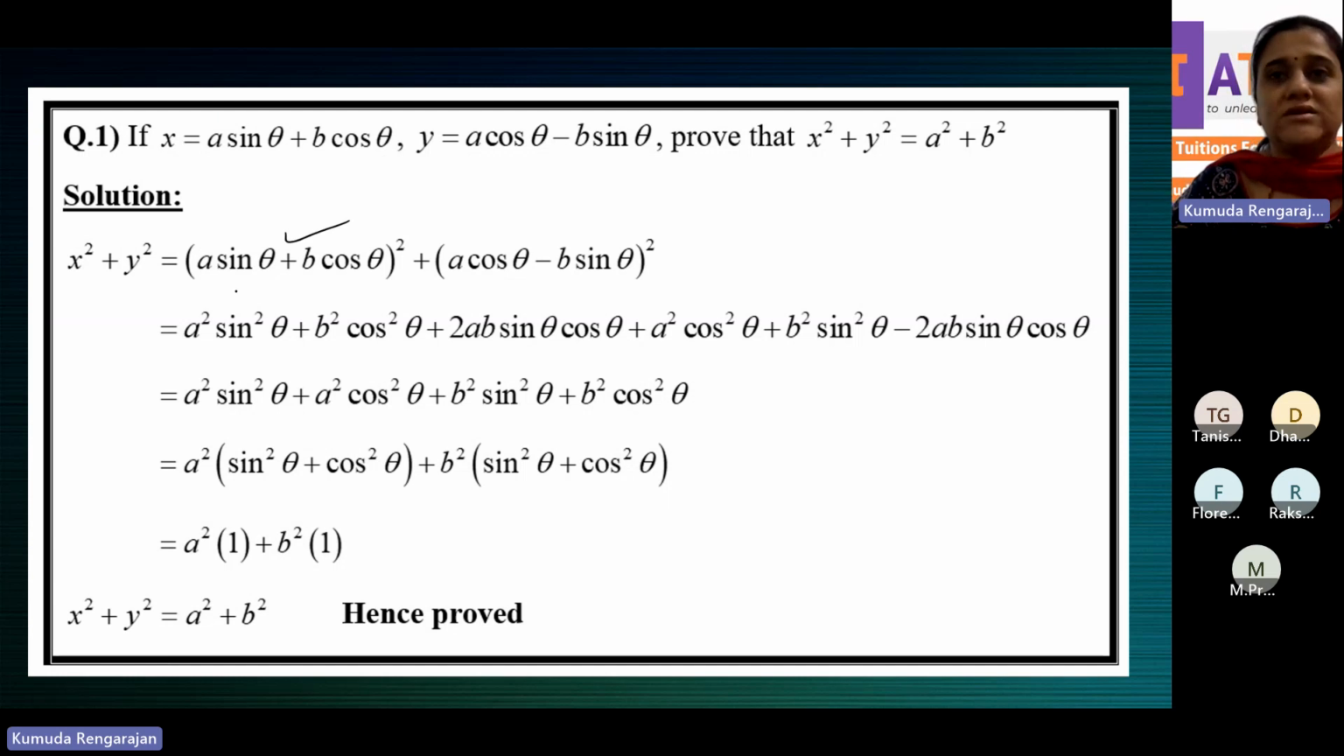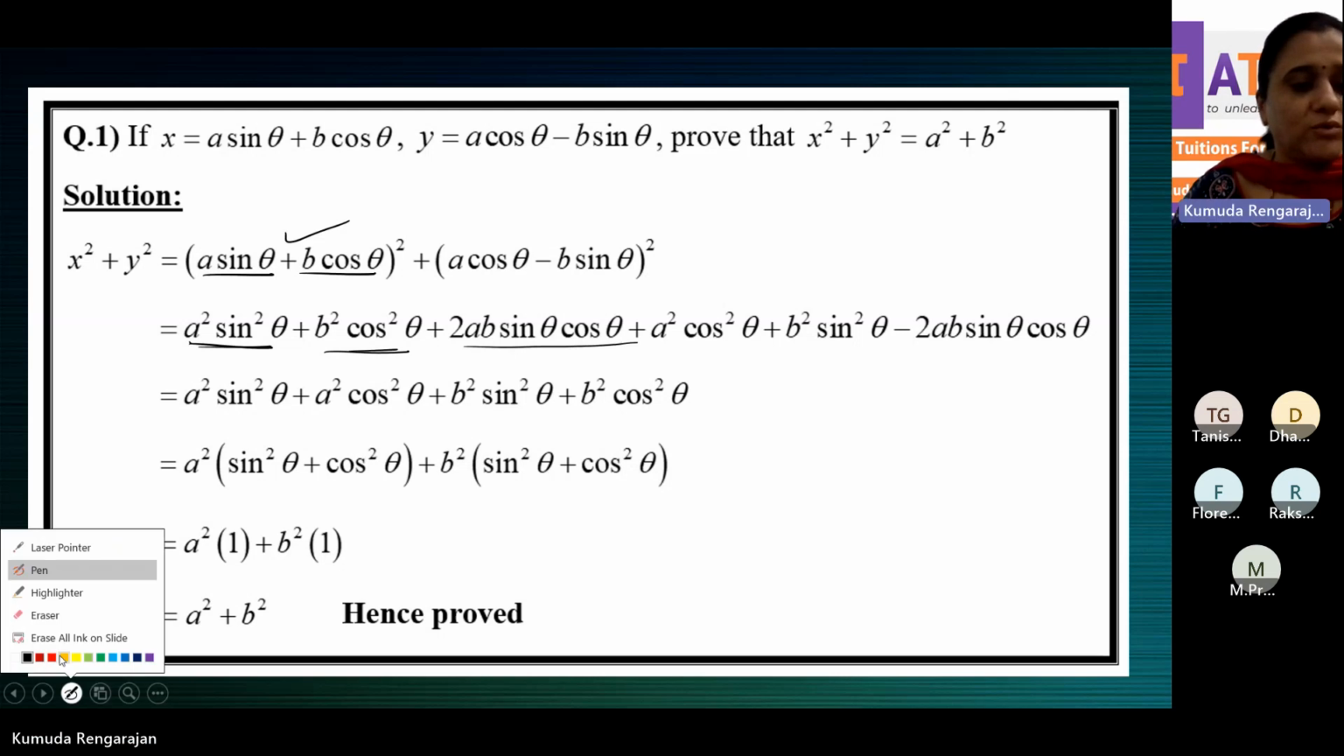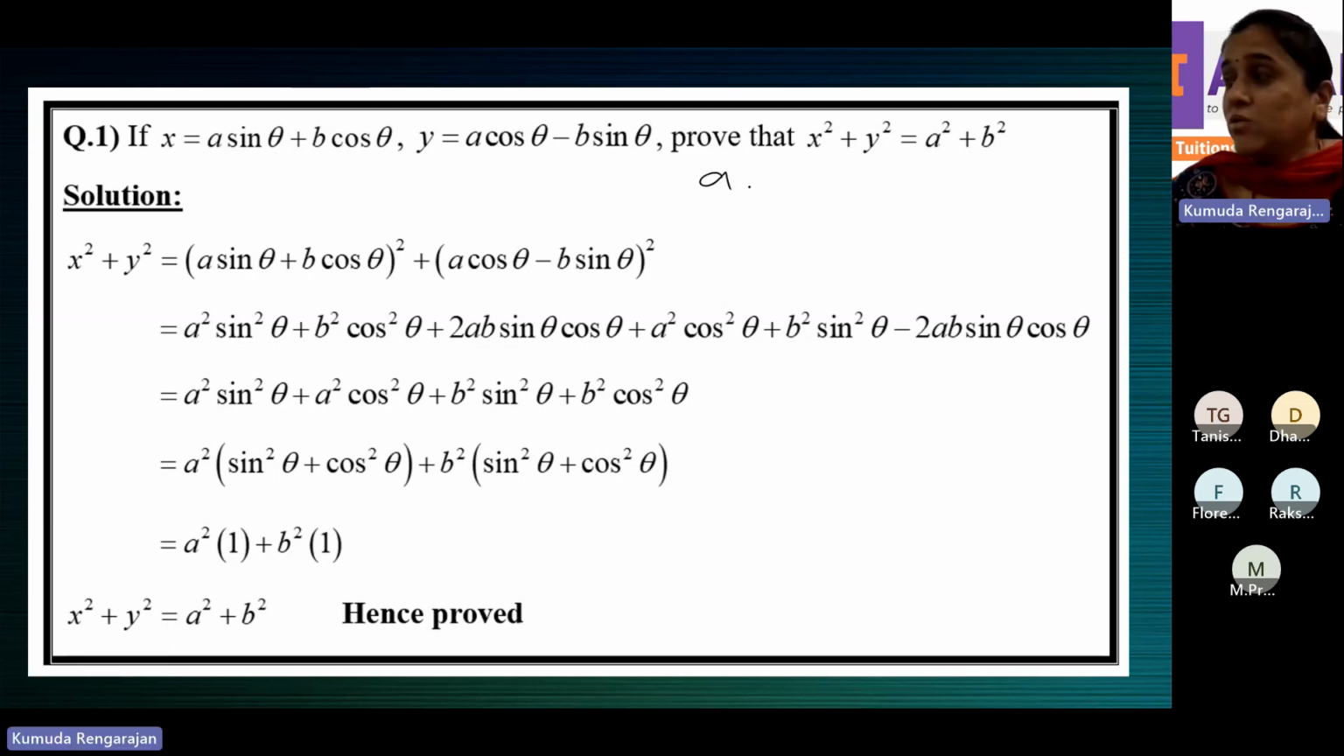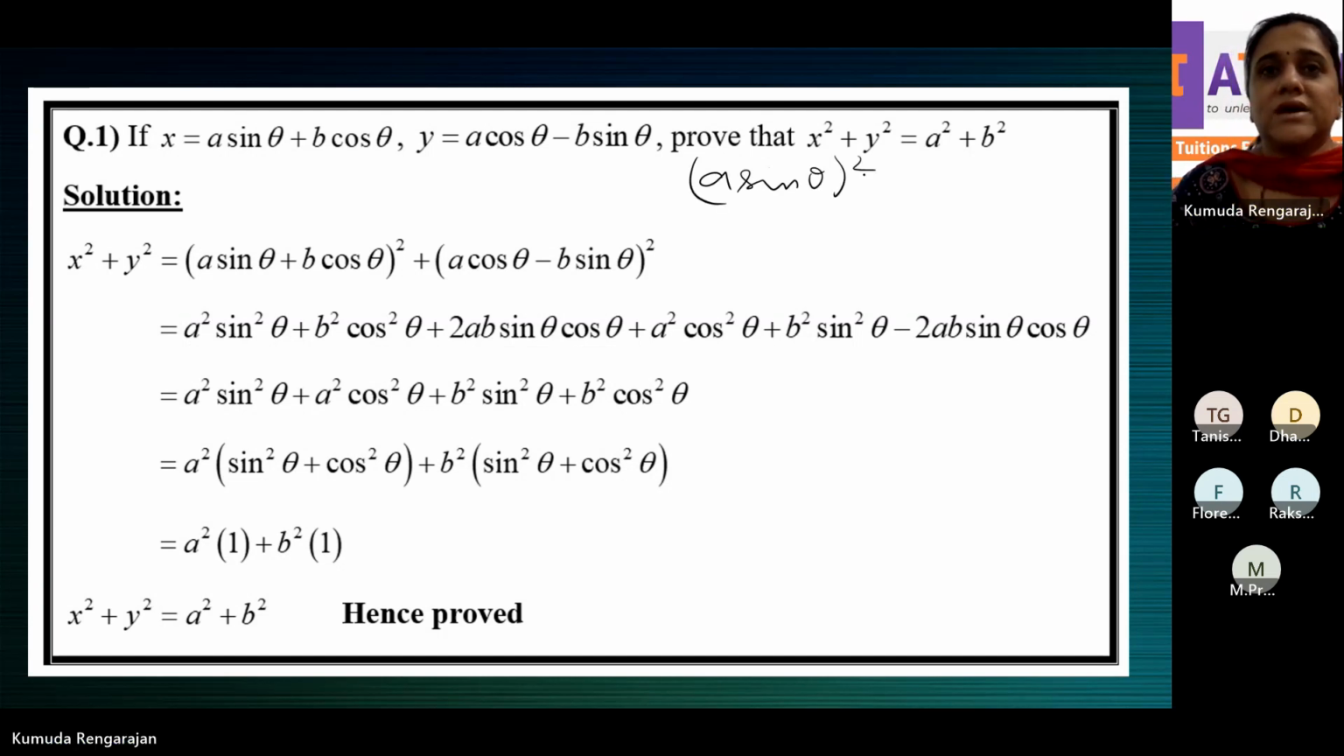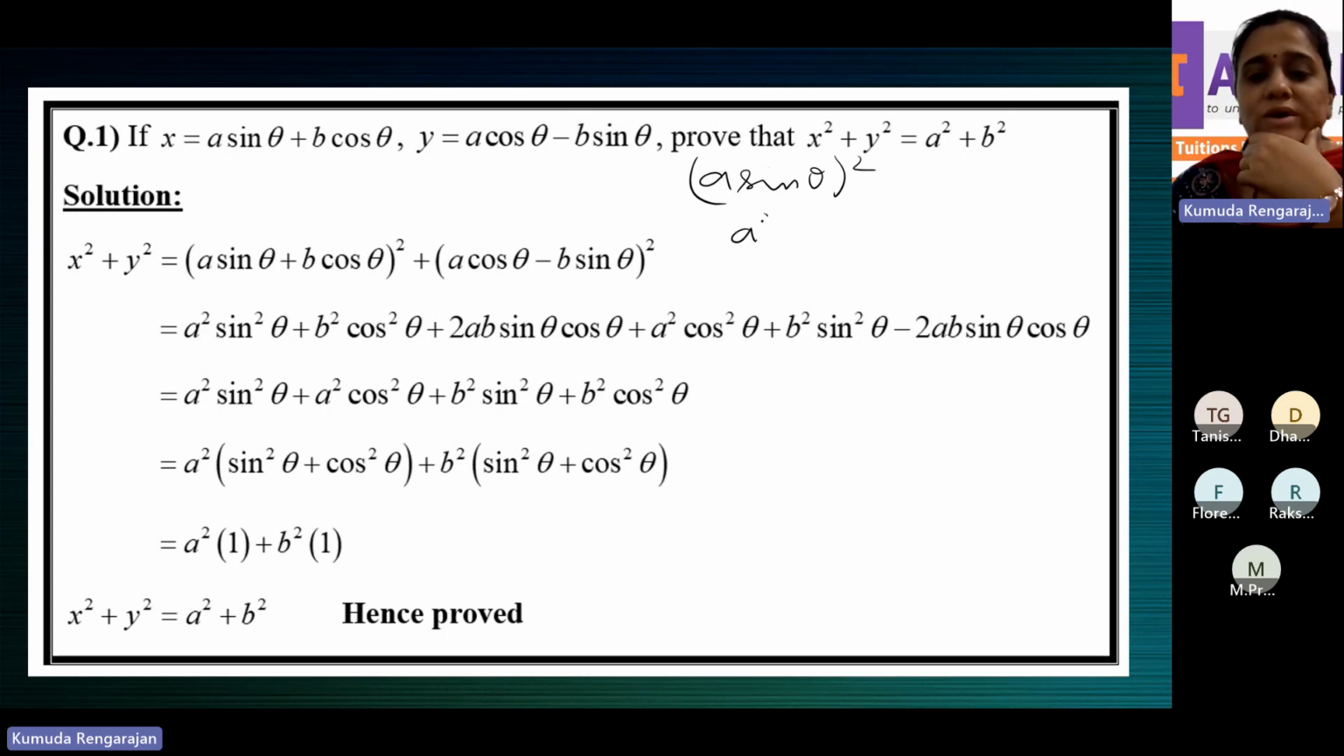The first one using the identity x plus y the whole square, or a plus b the whole square. So you can see here a squared, this term squared, plus b squared plus 2 into a into b. I'll show you how it works. What is a squared? A sine theta the whole square, correct? Look at the board. So that's nothing but a squared sine square theta, correct?